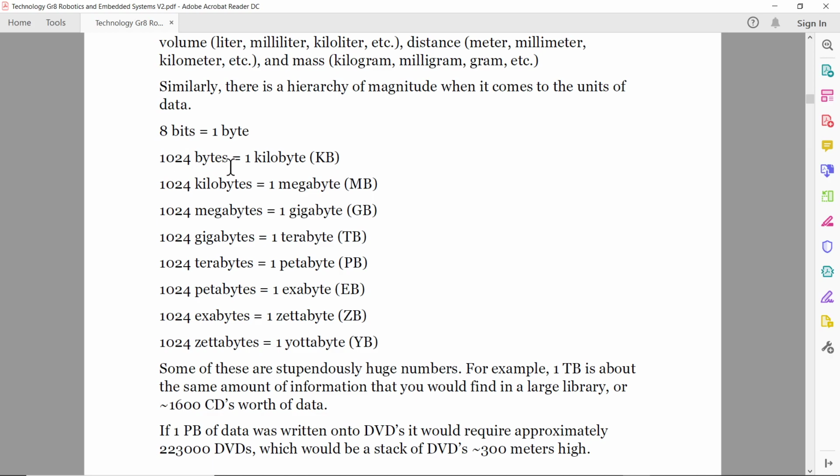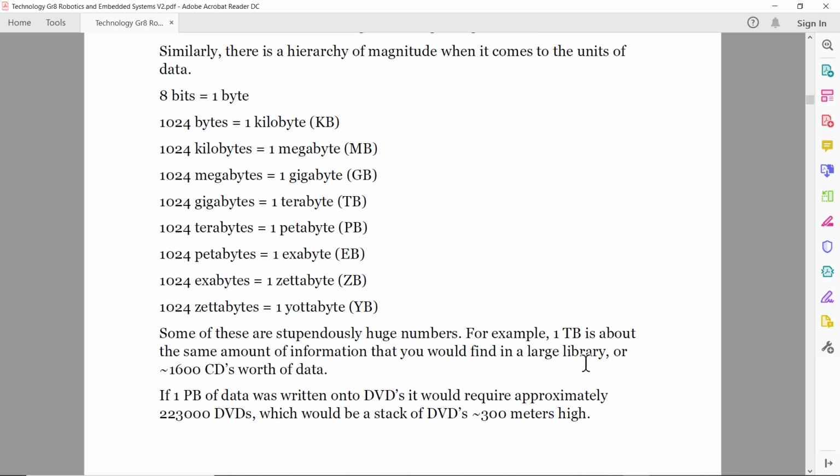So we have 1,024 bytes in a kilobyte. We have 1,024 kilobytes in a megabyte. We have 1,024 megabytes in a gigabyte. We have 1,024 gigabytes in a terabyte. And then terabytes to petabytes, petabytes to exabytes, exabytes to zettabytes, zettabytes to yottabytes. These are unbelievably large numbers. Okay, you will never use this in data. A yottabyte is something like the number of atoms in the universe or something. It's monstrous.